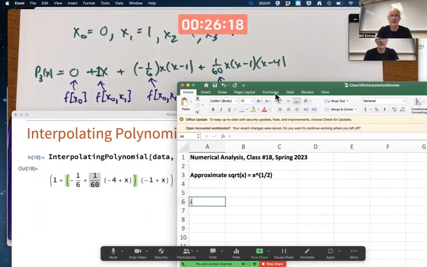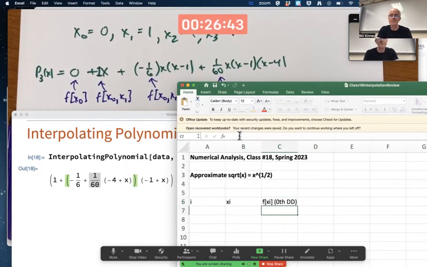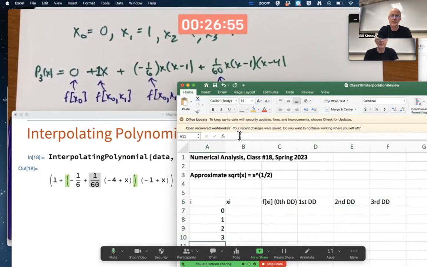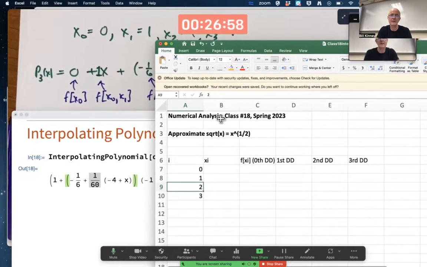So let's see. Let's make a column for I. Let's make a column for xi. And the f of xi here. That's a 0th divided difference. 0th dd. First dd, second dd, and third dd. 0, 1, 2, 3 are the subscripts. Okay, so divided difference table, so I need to make spaces, sorry.